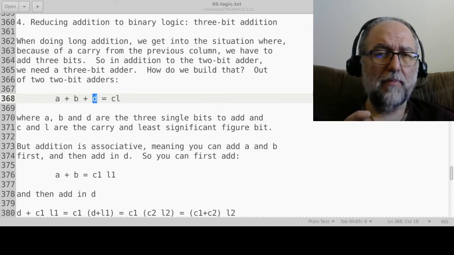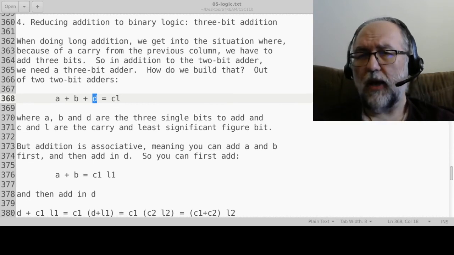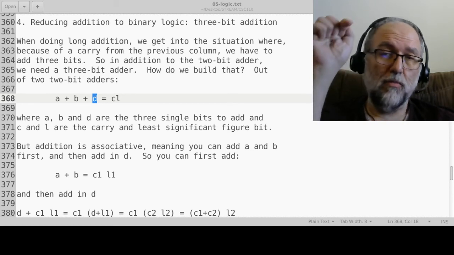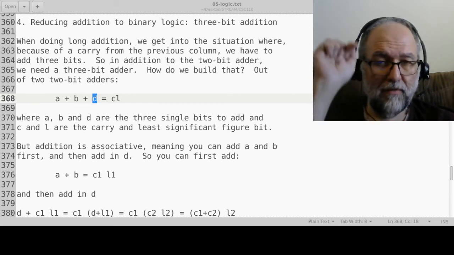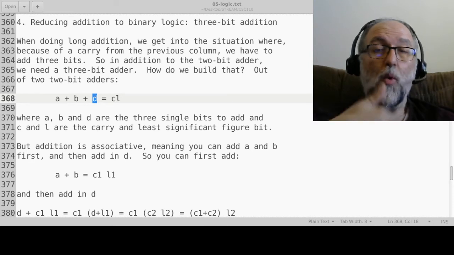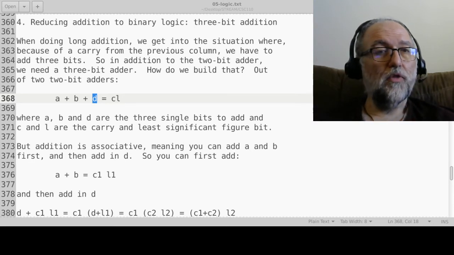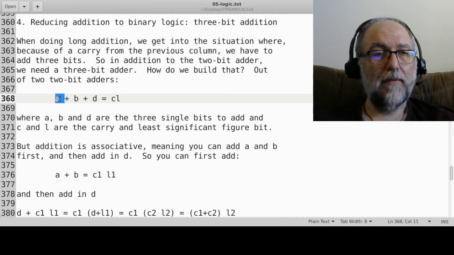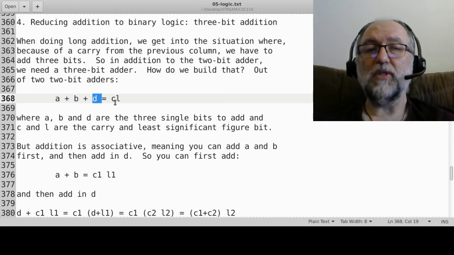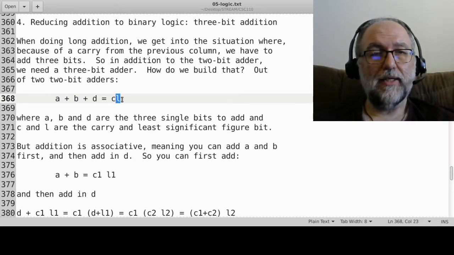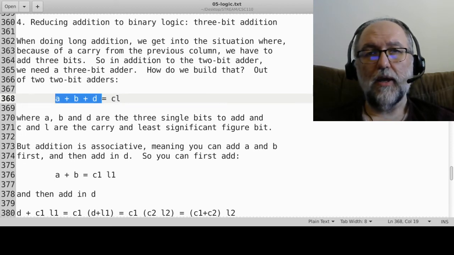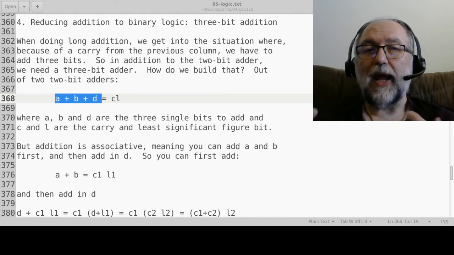But remember, you can add up to three bits and you'll only get two bits out. Even if you have the biggest possible number, which is 1 plus 1 plus 1, even if you're adding three ones, you only get 1 carry 1. So three bits are going in, A, B, and D, and two bits are coming out, the carry and the least significant figure.